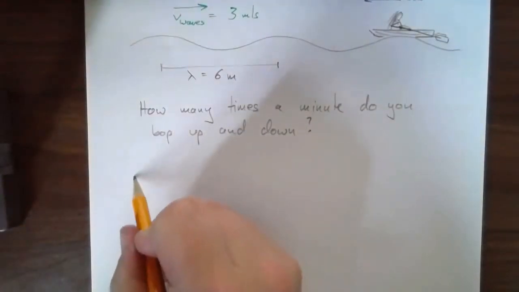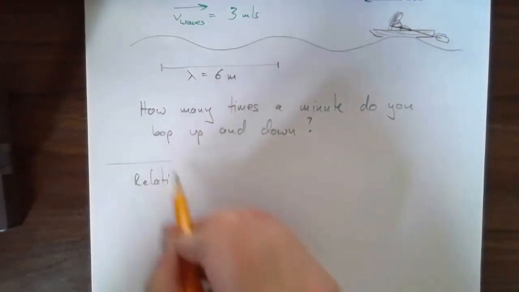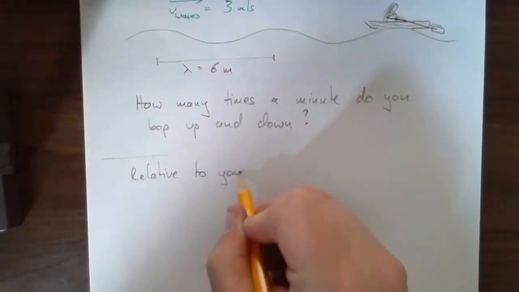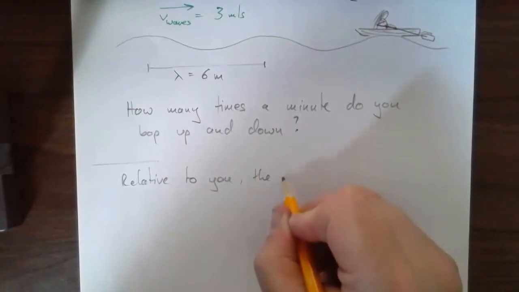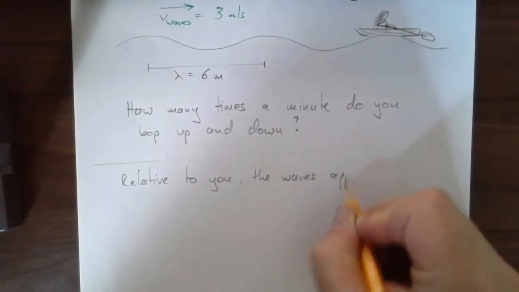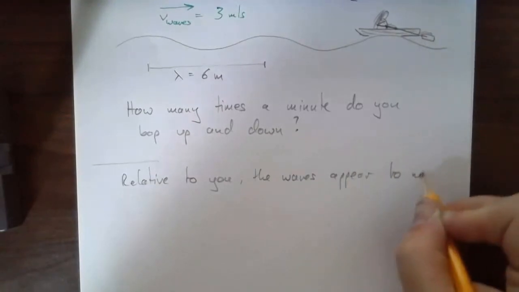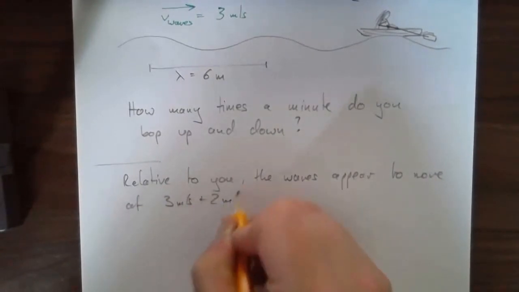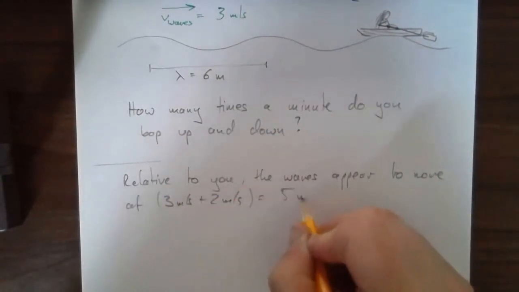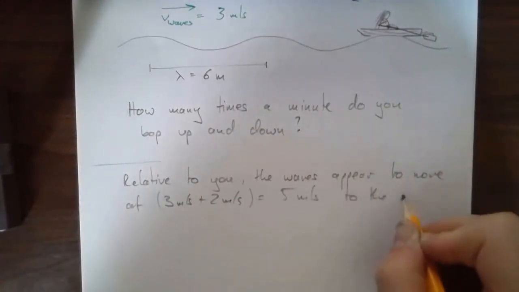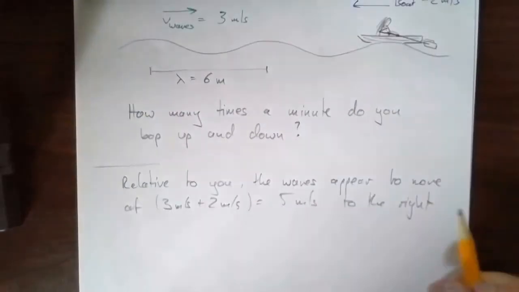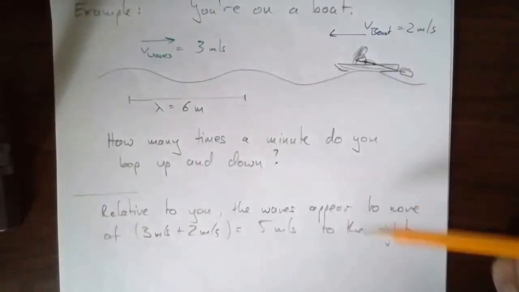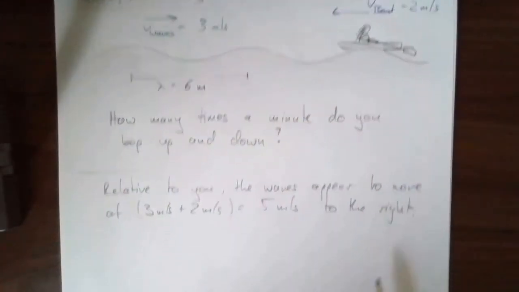Let's write this down. I guess it's not me, it's you, right? Relative to you, the waves appear to move at 3 meters per second plus 2 meters per second, which is 5 meters per second to the right. But nothing wrong with that, changing our frame of reference. So I hope this makes sense to you, right? If not, pause the video now, think about it. Alright.